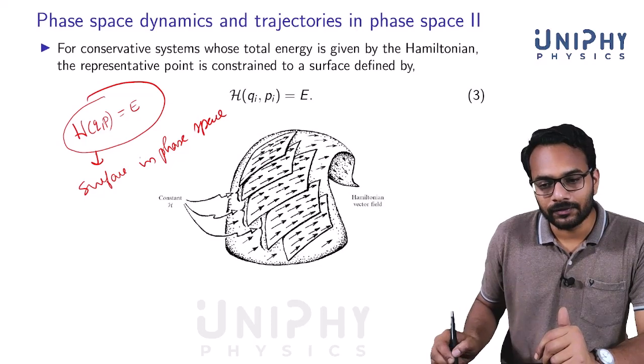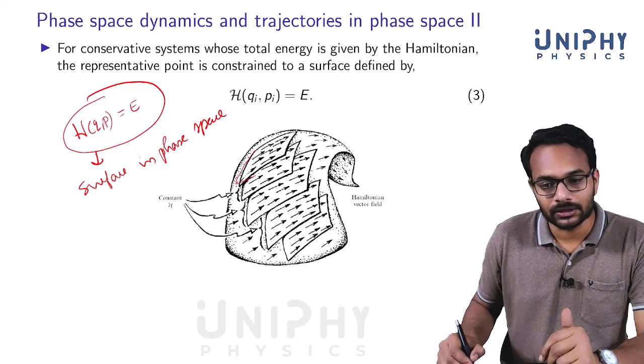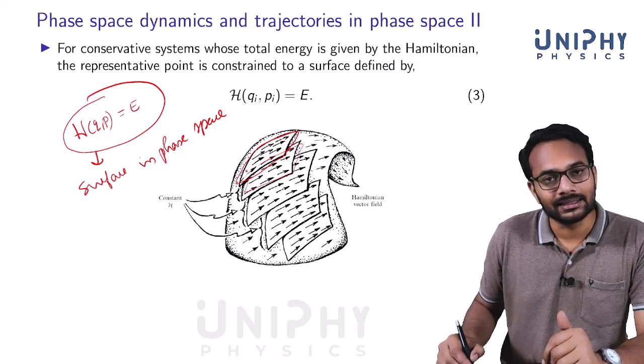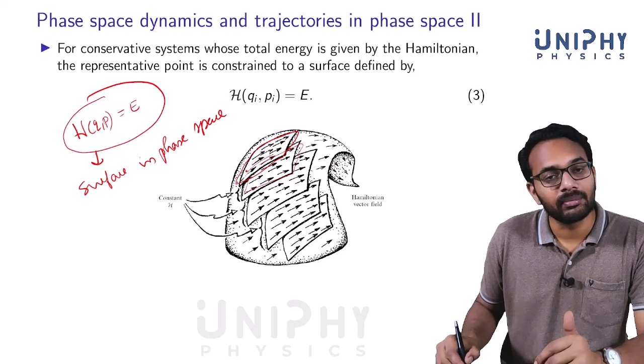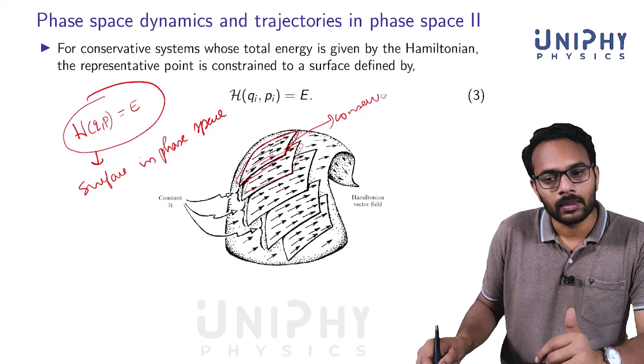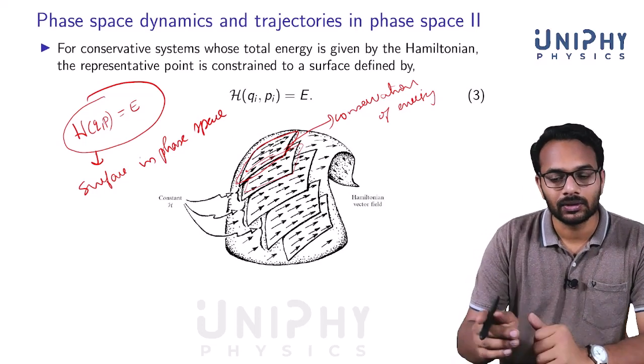So, we have got the phase space, and the Hamiltonian defines a vector field, and these are surfaces of constant energy. So, if you are talking about a conservative system, a point that starts inside one of these surfaces will remain in this surface. That is just a statement of the conservation of energy.